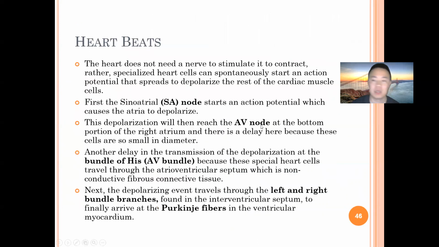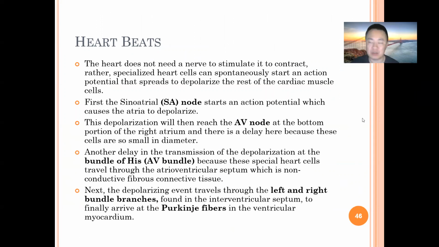Okay. All right. So when the heart beats, it does not need a nerve to stimulate it to contract. They can contract on their own. However, they will contract like a madhouse. So you need the SA node, which is the sinoatrial node, in order for them to be in sync. Okay. Specialized heart cells can spontaneously start an action potential that spreads to depolarize the rest of the cardiac muscle cells. But first, the sinoatrial node starts an action potential which causes the atria to depolarize.